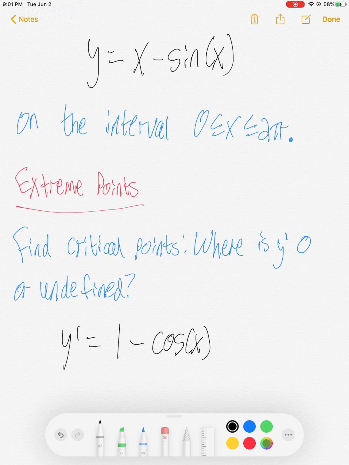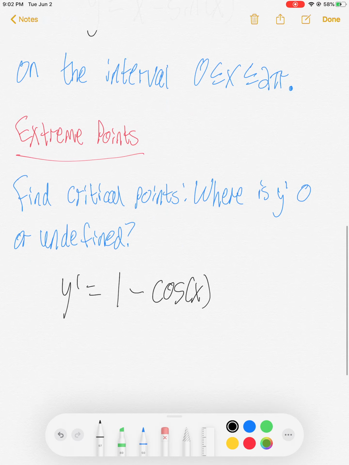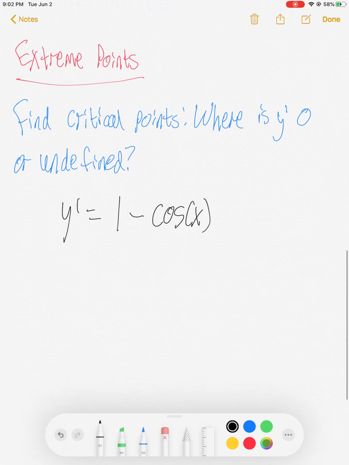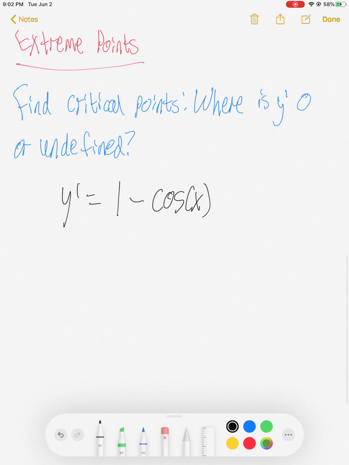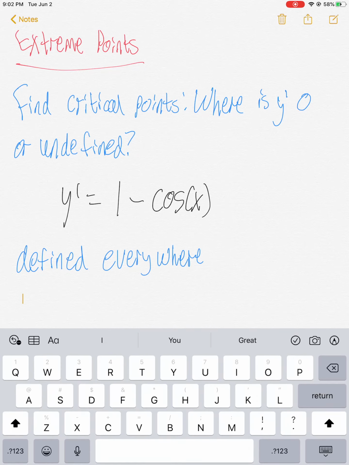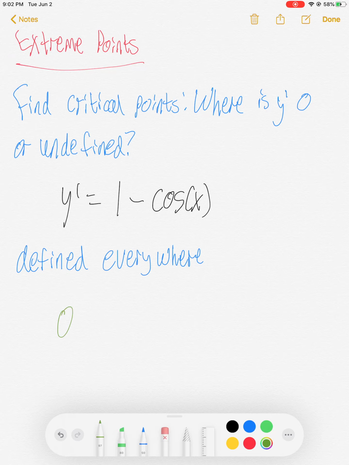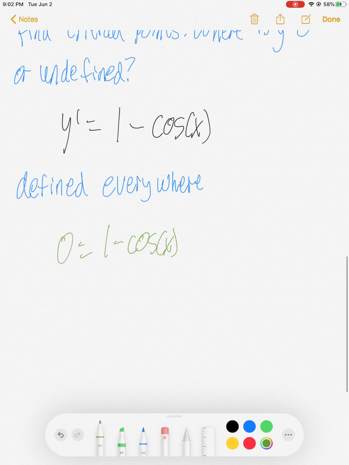Well, let's go ahead and compute y prime. So y prime, let's see, the derivative of x, that is just 1. And then the derivative of sine of x is positive cosine of x, so that negative sign will remain a negative sign. So where is y prime 0 or undefined? Well, it doesn't look like it's undefined anywhere. So it's defined everywhere. Right? No matter what I plug in for x, this will give me a totally valid number. So it's defined everywhere, but I bet you it will be 0 somewhere.